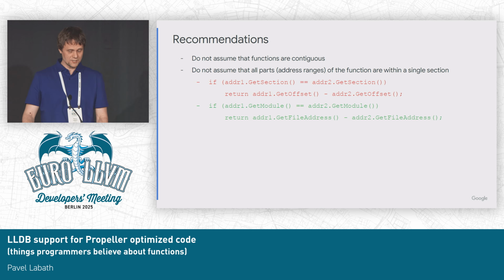This in particular means that you shouldn't do any arithmetic on the offsets in the section. So code like this is probably wrong. If you want to do arithmetic on the function, you probably want to use file addresses, which are called virtual addresses in ELF, so something like this instead.